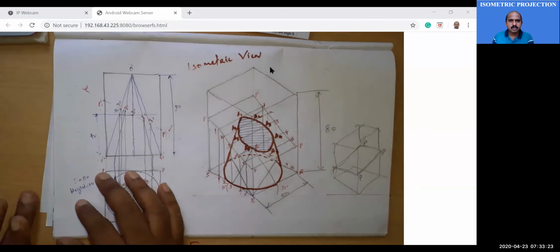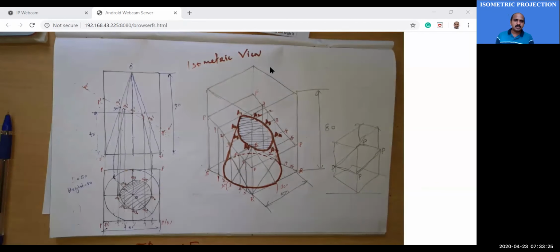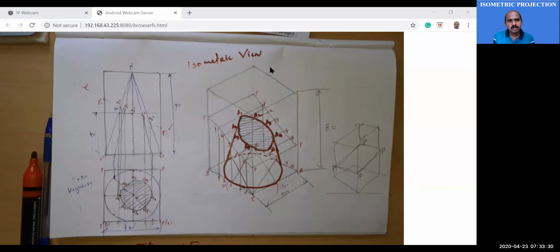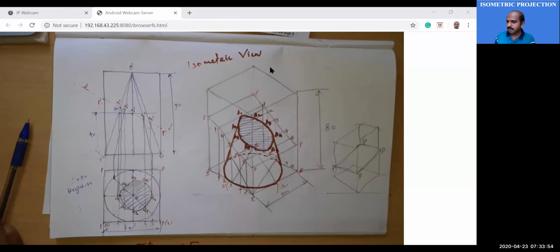Basically the same. Okay. So suppose there is a truncated solid, either a pyramid or a cone. You enclose the front view and top view in a rectangular box. Then you transfer the cutting plane to the isometric view. Clear? Any doubt? If you have any doubt, please ask.